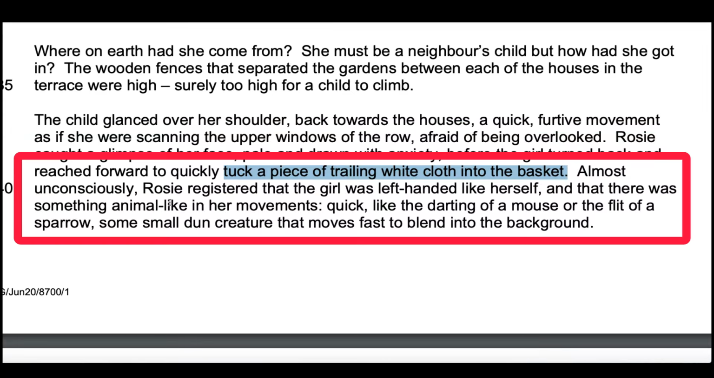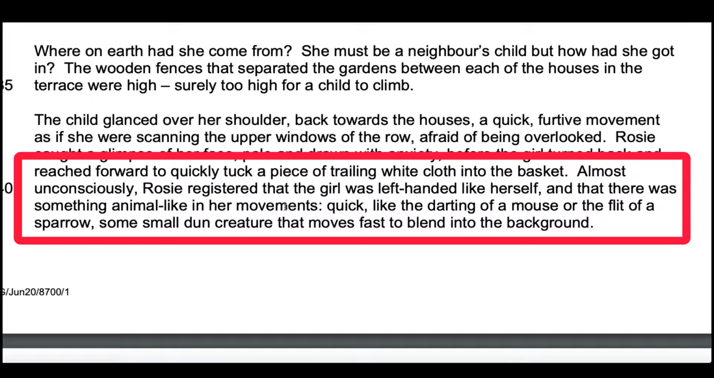Almost unconsciously, Rosie registered that the girl was left-handed like herself and that there was something animal-like in her movements, quick like the darting of a mouse or the flit of a sparrow, some small dun creature that moves fast to blend into the background. So I know the examiner wants me to write about this because there's a simile in it, like the darting of a mouse or the flit of a sparrow. And it's obviously a method that I can write about.